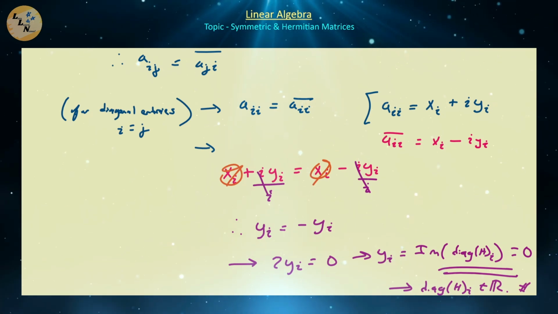So if you do not have real numbers on the diagonal of your matrix, it is impossible for that matrix to be Hermitian. So those are just some important properties and theorems and a couple little side applications associated to symmetric and Hermitian matrices.